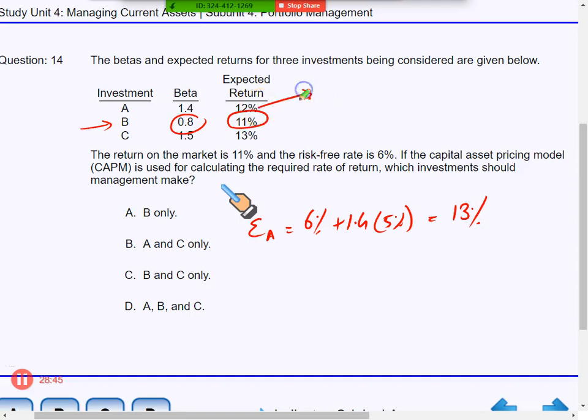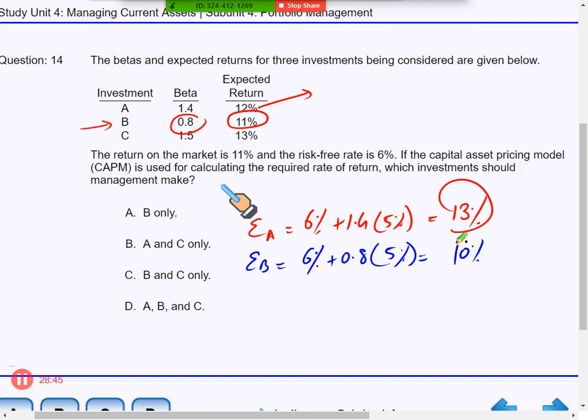But here we have 12%. It means this is what the company wants, but as per the risk profile of this project, the expected return should be 13, not 12. Let us calculate for B. The risk-free rate is 6%, beta is 0.8, and the premium is the same every time, 11 minus 6%, which is 5%. If you solve this, 0.8 times 5 plus 6 gives 10%.